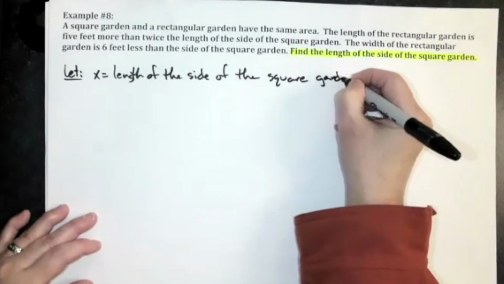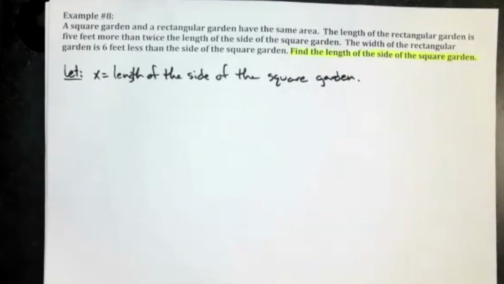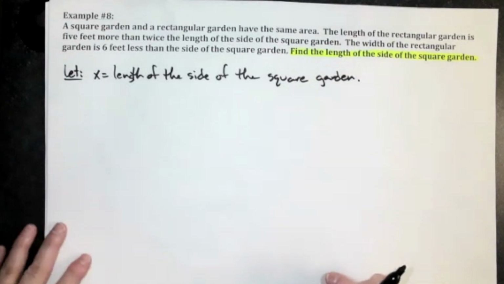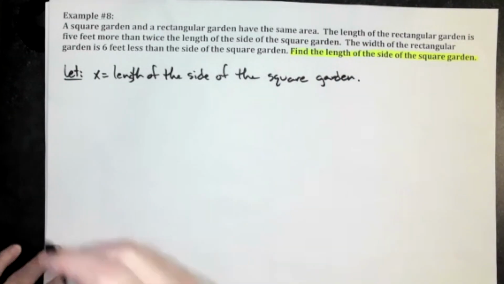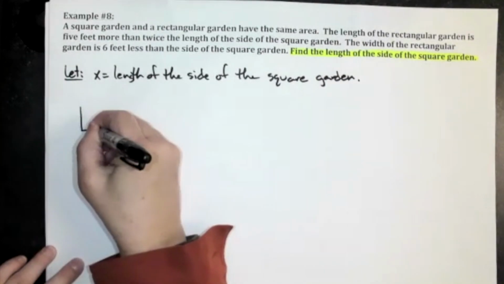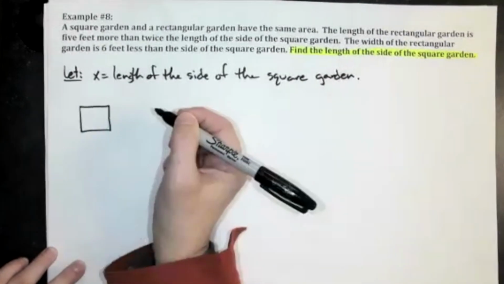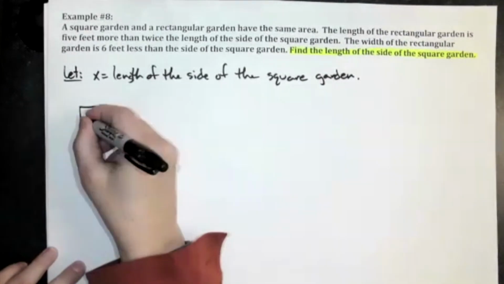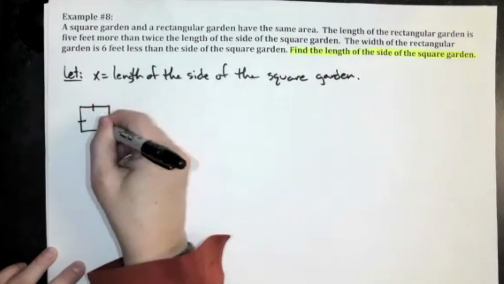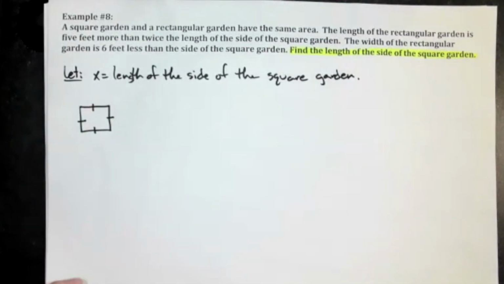Which naturally, we probably just would have drawn the two gardens and would have put x on that side anyway. However, it's always good to define that variable first. Okay, now we're talking about a square garden, so we know we're going to have a picture of a square. And about a square, what? We know all four sides are equal, so technically I could label it like such from geometry.